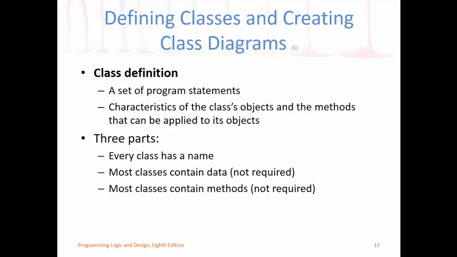The class definition usually contains three parts. Now, every class must have a name, but not every class has to contain data or methods. Usually they do. It's possible to define a class with attributes, and initially the class has no values in those attributes. But it's very common to have default values in the class definition, so the class itself does have data. Again, most classes contain methods, but it's not a requirement. You can define a class that has no methods.